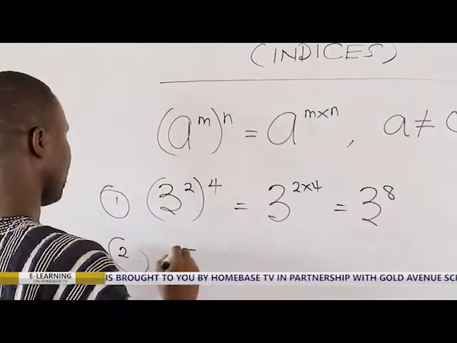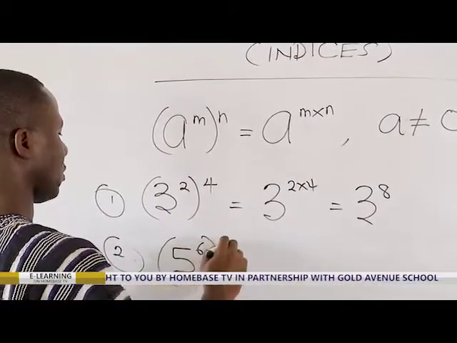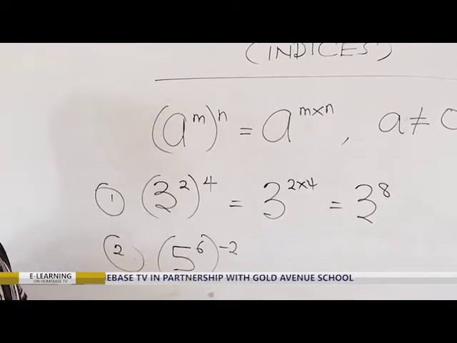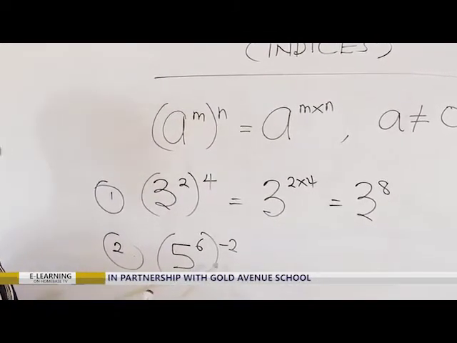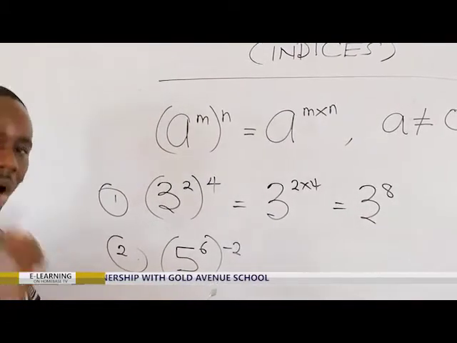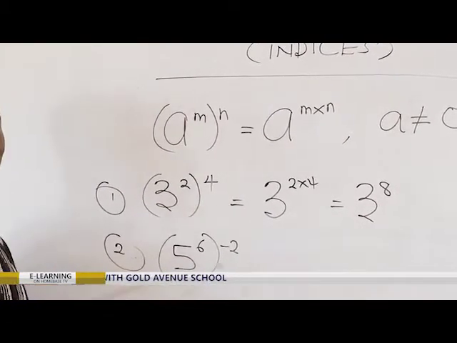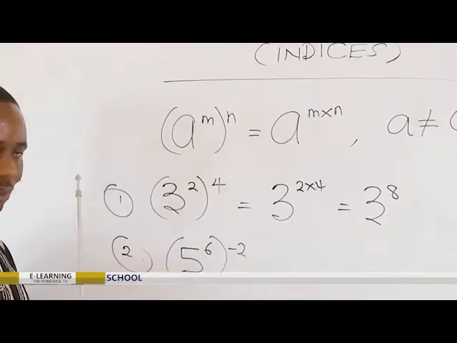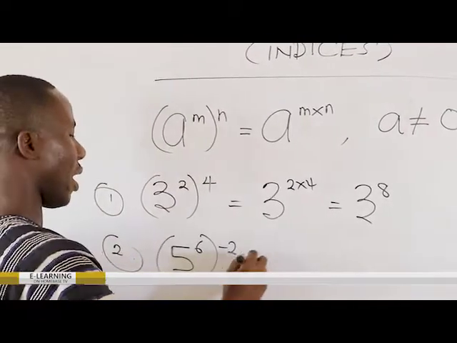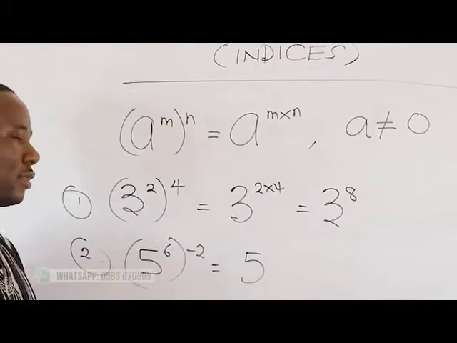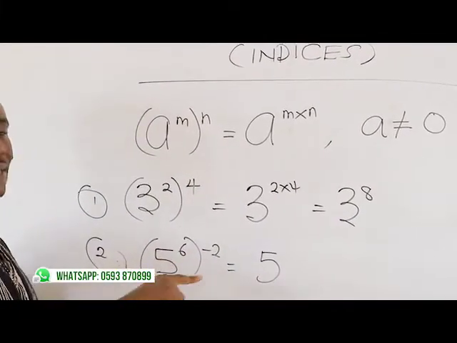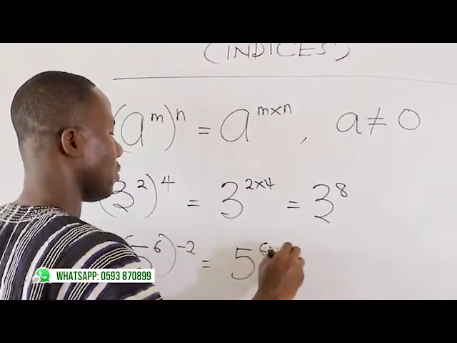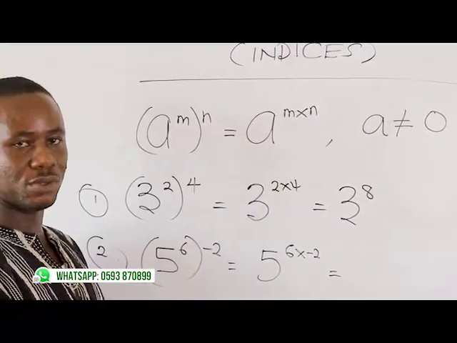Let's look at the second example. If I have 5 exponent 6 in the bracket, and then outside the bracket I have exponent negative 2. Now again, your concept of integers is very important before you get to that one. So from here, I'll keep the base as usual, then I'll multiply the exponents. So 6 times negative 2. And what is 6 times negative 2? Negative 12.